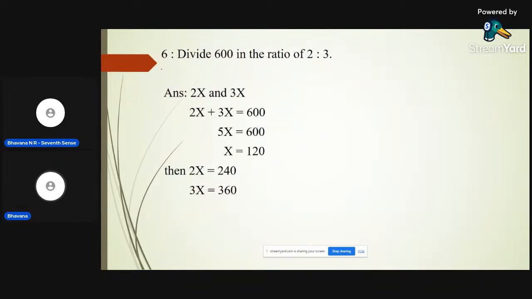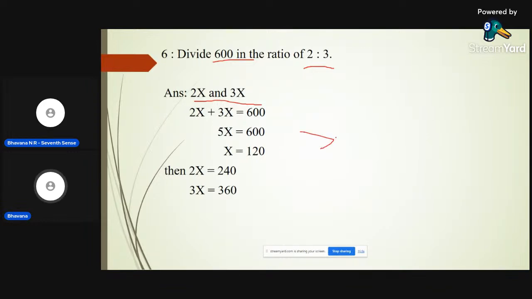Yes. So next. Divide 600 in the ratio of 2 is to 3. So how will we divide 600 in the ratio 2 is to 3? We don't know how to divide. So for that, let's take 2 as 2x and 3 as 3x. So here 2x plus 3x should be equal to 600. So that is 5x equals 600 and x equals, so what?